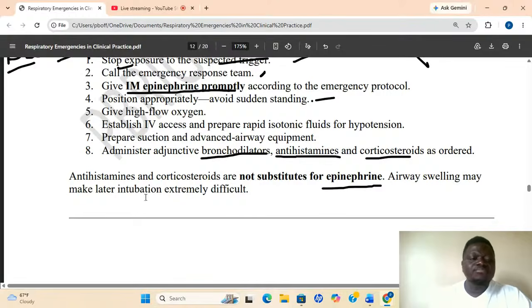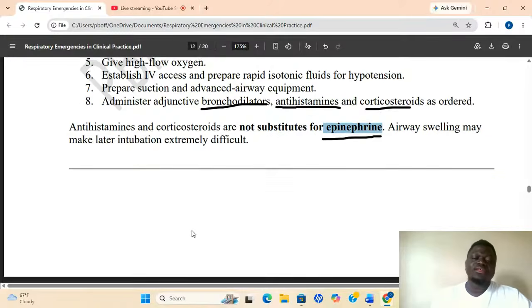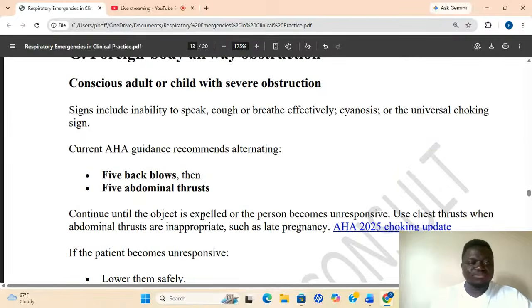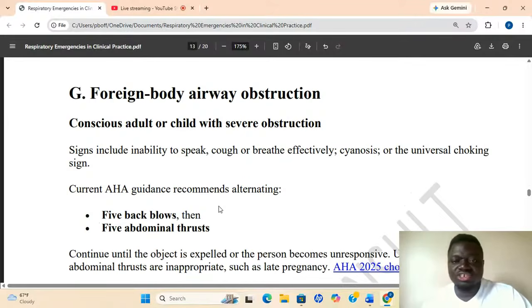Airway swelling may make later intubation extremely difficult. So correct the reaction with epinephrine, no matter what. If your hospital doesn't have it, they should have. They should transfer the patient to a different facility.